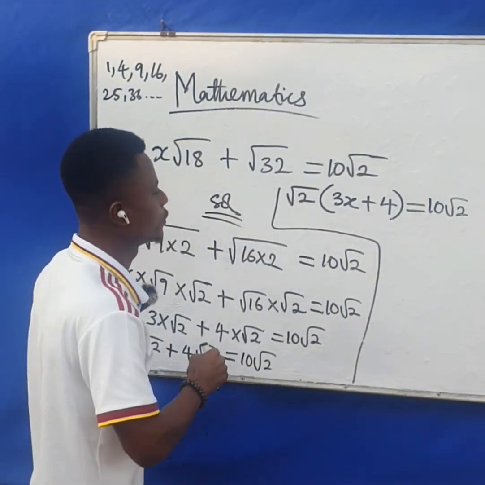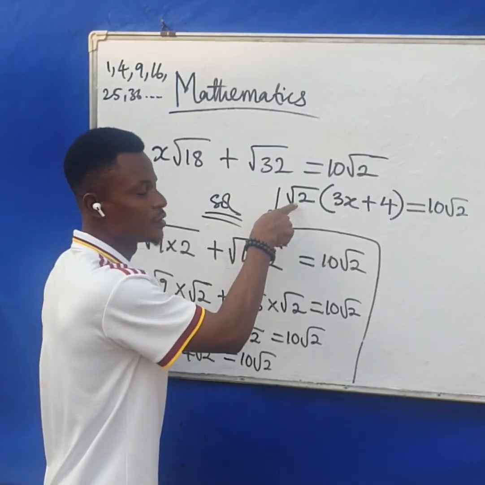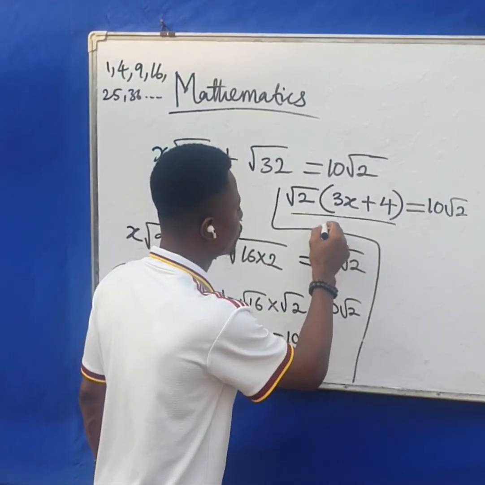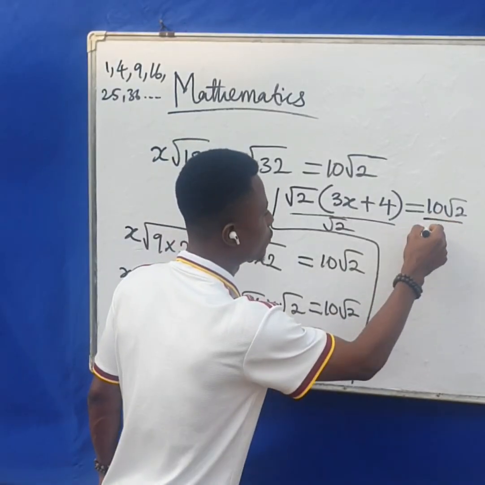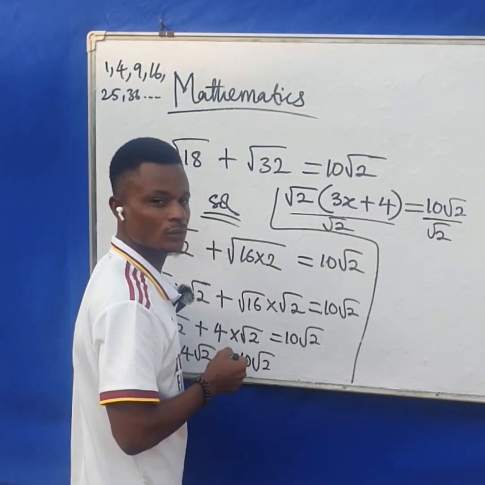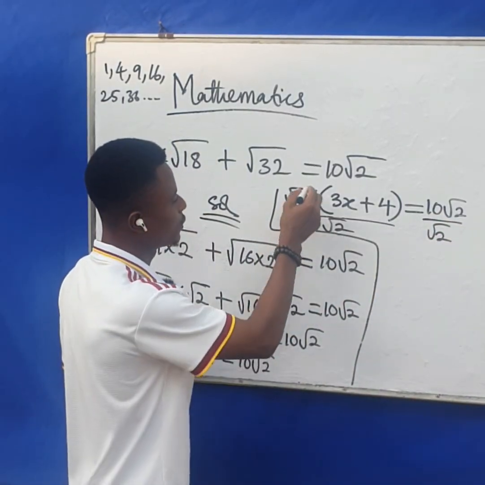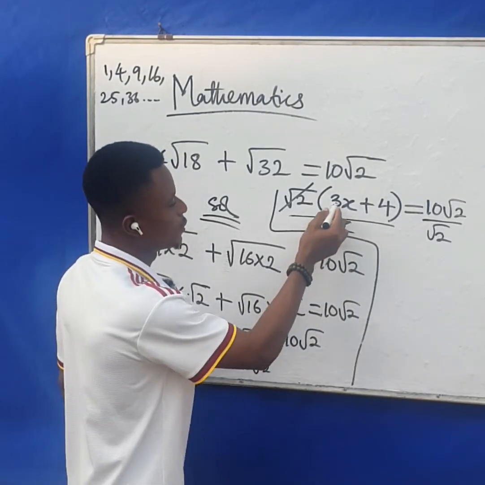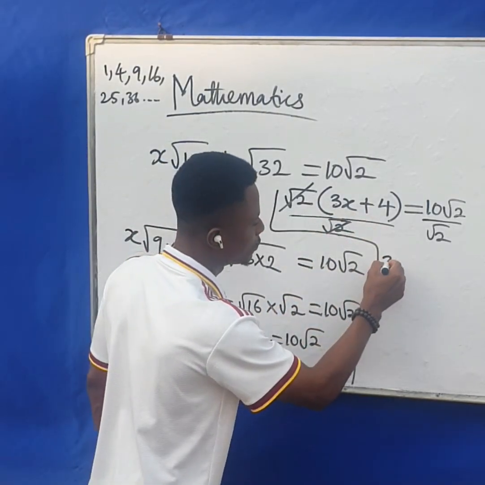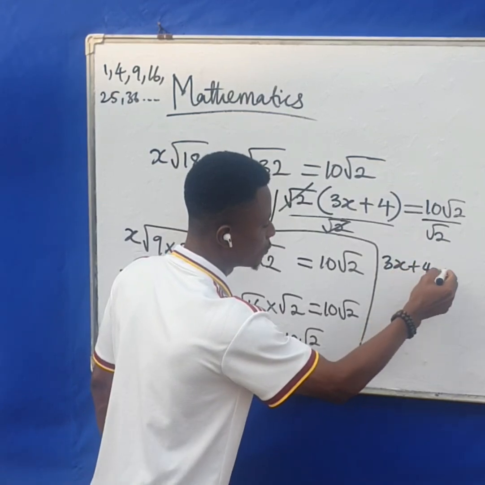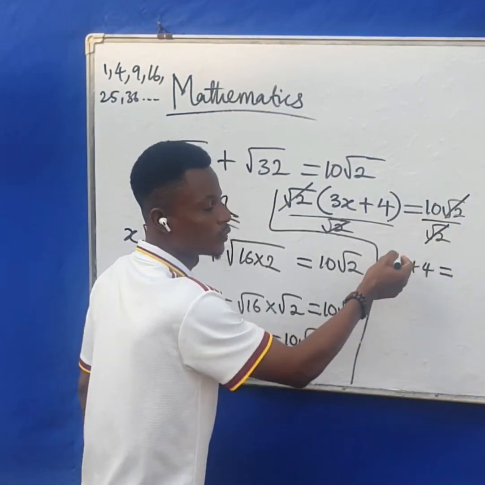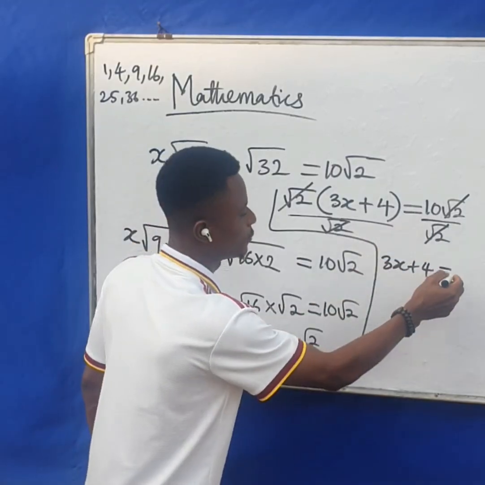The next thing to do now is to divide both sides by this square root of 2. We'll divide this by square root of 2 and also divide this by square root of 2. On the left hand side, square root of 2 cancels square root of 2, and we are left with 3x plus 4. Then equal to, on the right, square root of 2 also cancels square root of 2. We are left with 10.